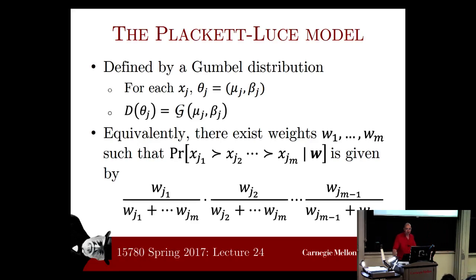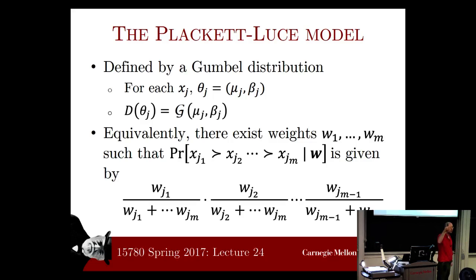So imagine that the parameters are actually weights for the different alternatives, W1 to Wm. And the probability that we draw this ranking, xj1 above xj2, and so on, given the weights, is the weight of j1 divided by the sum of all weights, times the weight of j2 divided by the sum of weights except j1, and so on. And finally, we're left with only two alternatives, and then the probability of jm minus 1 in the penultimate position is its weight divided by the sum of the two remaining weights.